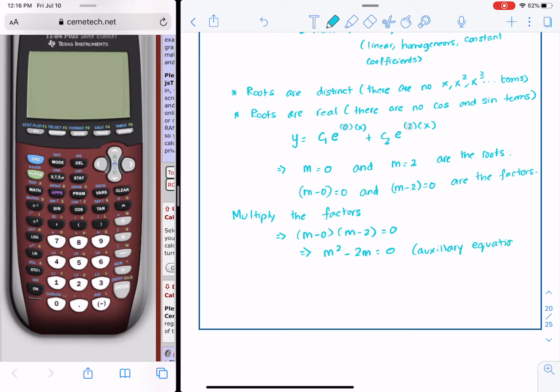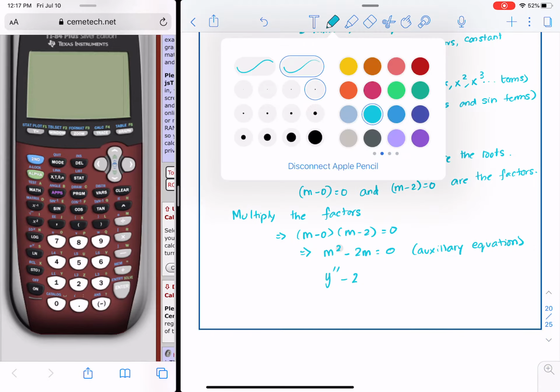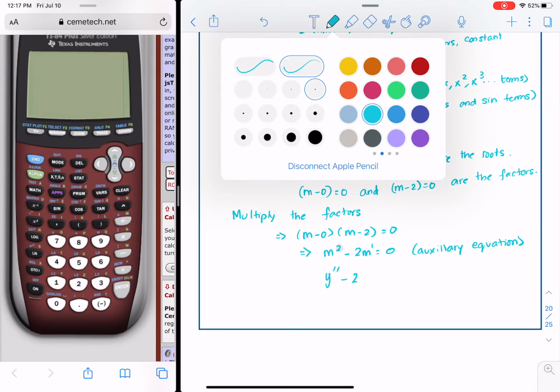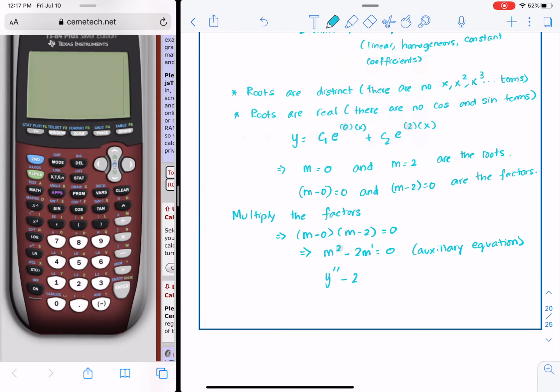Now we're going to work backwards. So I see a 2 here, so I must have y double prime minus 2. I see a power of 1 here, so I would have y prime equals 0. And that is the dE. We're just working in reverse.